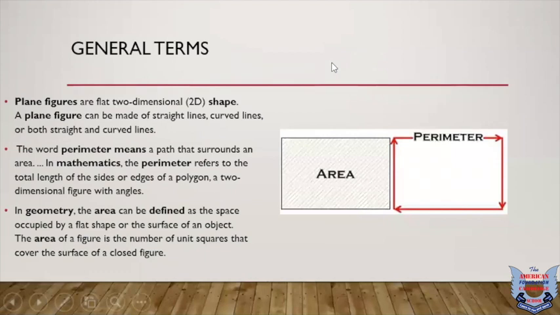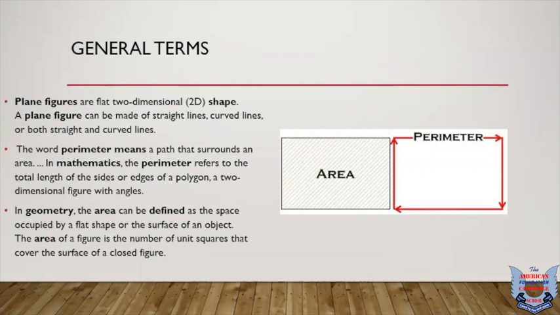So let's just ponder over what the meaning of plane figure is, and what is area and what is perimeter. So plane figures are flat two-dimensional shapes. That means they are 2D shapes. 2D shapes mean that they can be only viewed from the front and from the back. A plane figure can be made of straight lines, curved lines, or both straight and curved lines.